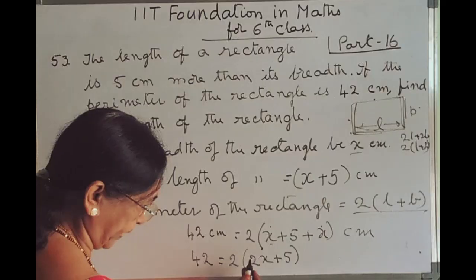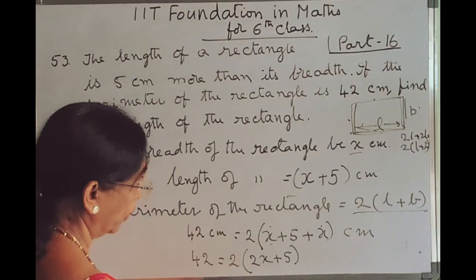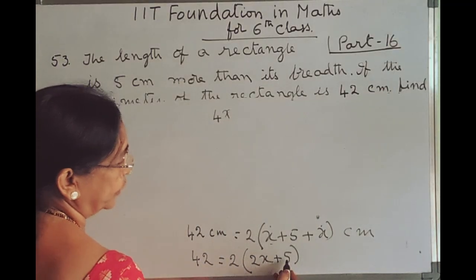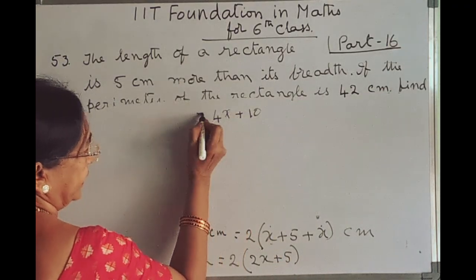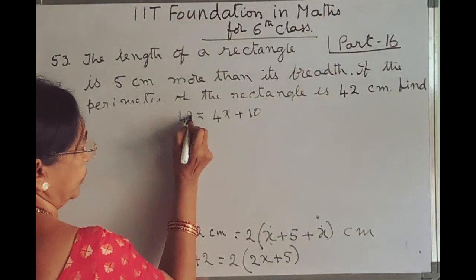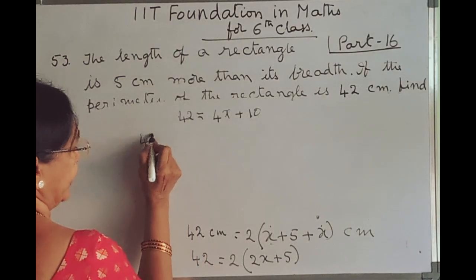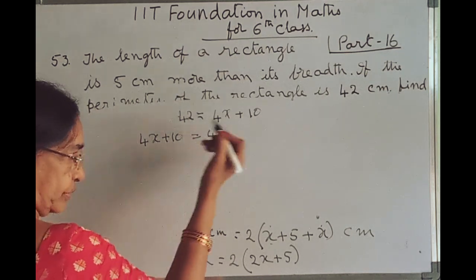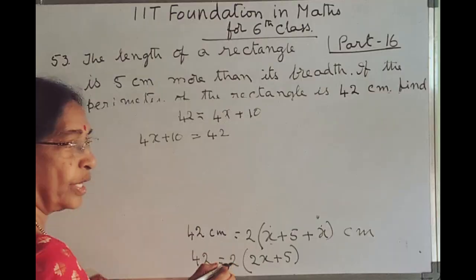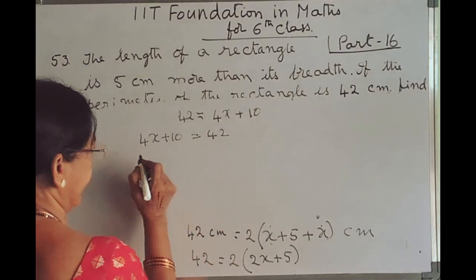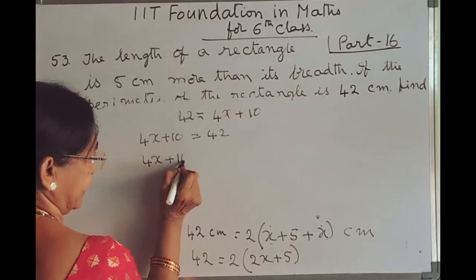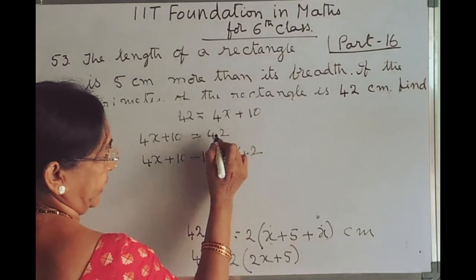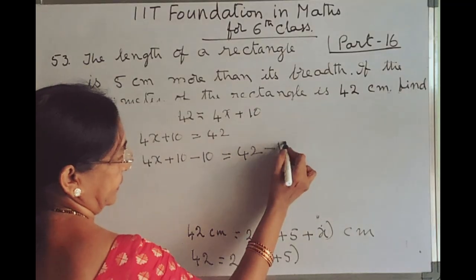Expanding this, or multiplying (2x plus 5) by 2, we get 2 into 2x, 4x, plus 2 into 5, 10. In the left hand side, it is 42. Or we can write it as 4x plus 10 is equal to 42. Taking this plus 10 to the right hand side, or if we subtract 10 from both the sides, we get 4x plus 10 minus 10 on the left hand side, and 42 minus 10 on the right hand side.